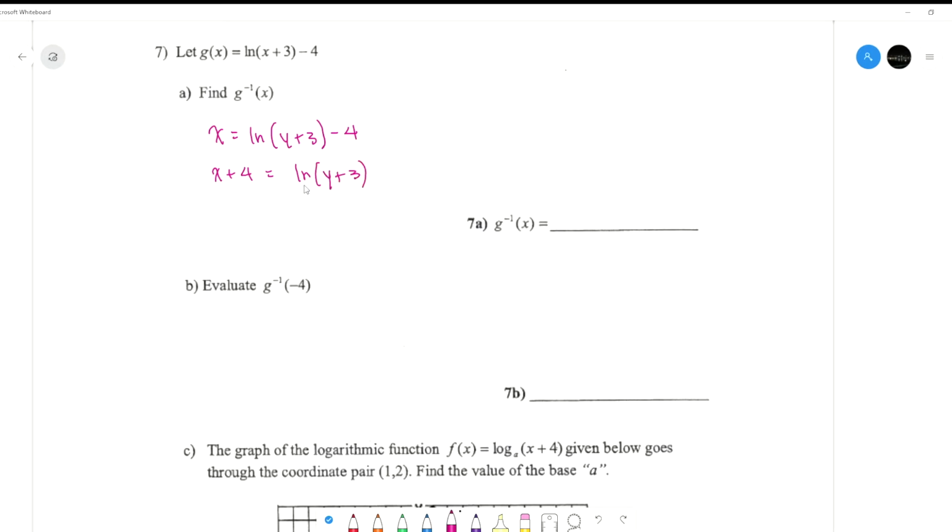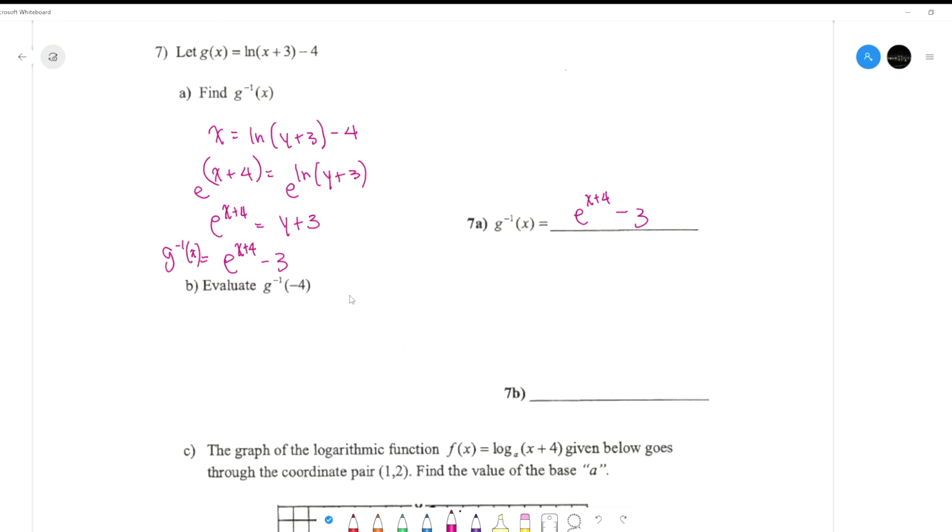Now to clear the ln on both sides, I have to do e to the, right? That way e to the x plus 4 is equal to y plus 3. And lastly, we subtract 3, right? So this is e to the x plus 4 minus 3 is equal to g inverse of x. Right, e to the x plus 4 minus 3. Okay? Any questions with that?